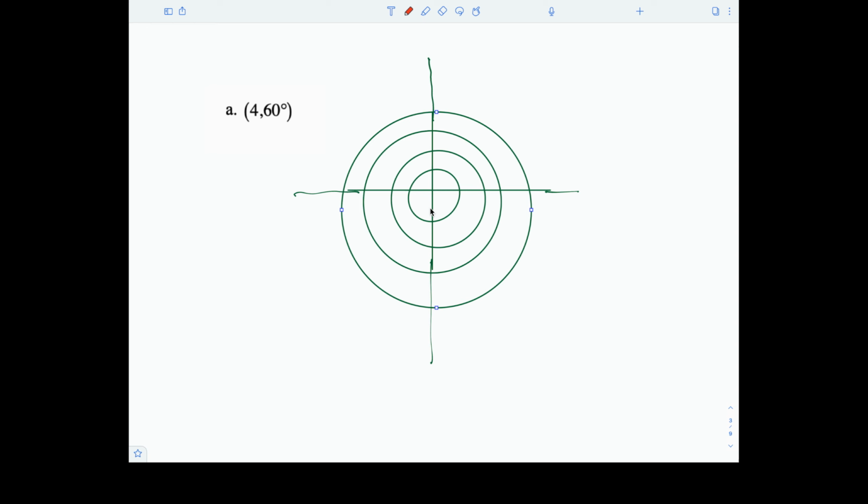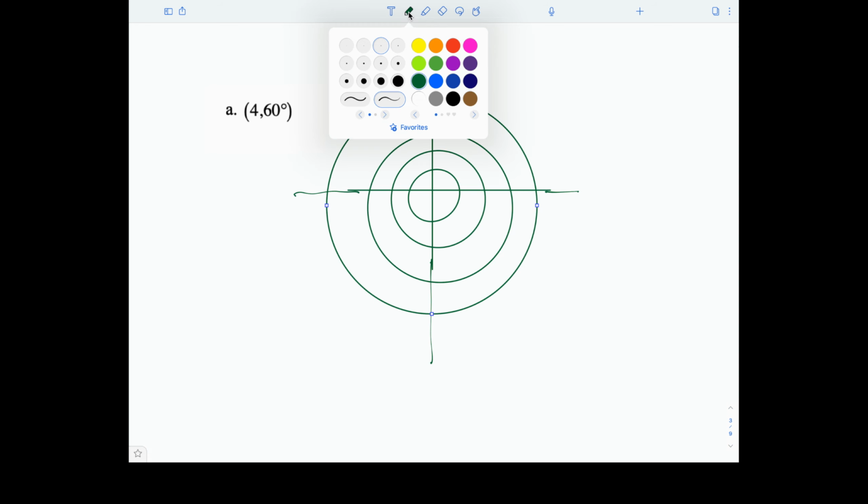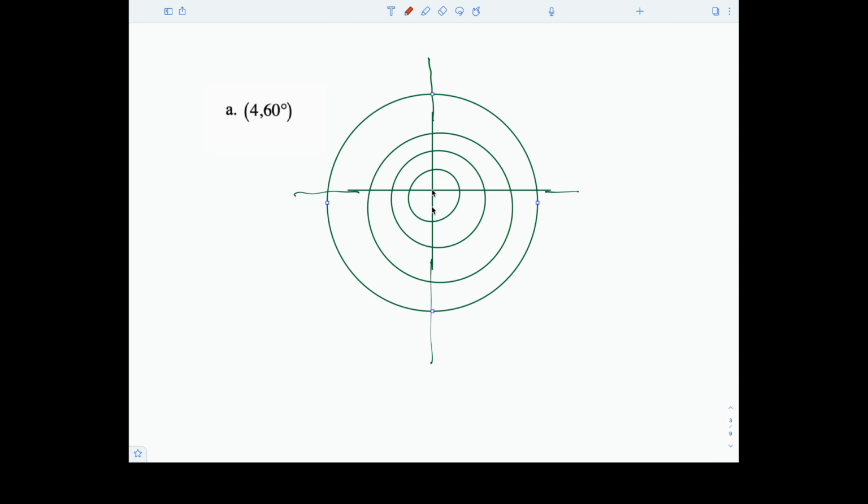So 4 comma 60 means I'm going to go out 1, 2, 3, 4. Actually, I'm thinking 30 there. Let's do that again. Sorry about this. 3, 4. Okay. So 60 would be something like this. Okay. So we have 4 concentric circles out, and we'll say that this is 60 degrees right here. So this is 4 comma 60.